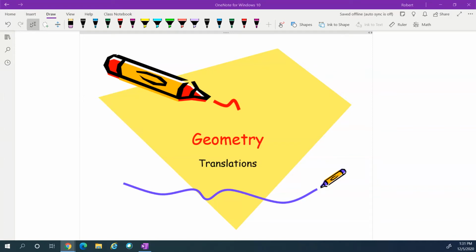Okay, guys, we are back, and we are picking up with our transformations units. And specifically, we're going to start with translations. So there are four transformations: translation, rotation, reflection, and dilation. We're going to start here with translation. So let's get some general vocabulary out of the way, and then we'll dive right into it.